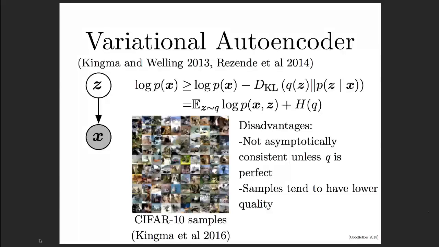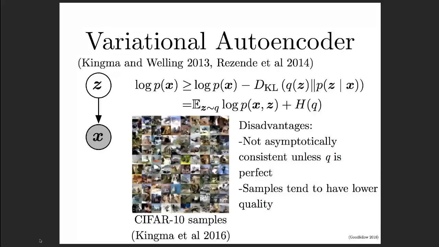Unfortunately, this model is only asymptotically consistent if this q distribution is perfect. Otherwise, there's a gap between the lower bound and the actual density. So even if the optimizer is perfect, and even if we have infinite training data, we are not able to recover exactly the distribution that was used to generate the data. In practice, we observe that variational autoencoders are very good at obtaining high likelihood, but they tend to produce lower quality samples. And in particular, the samples are often relatively blurry.